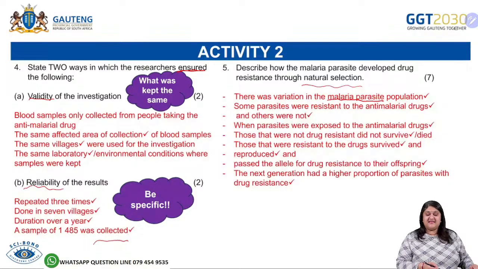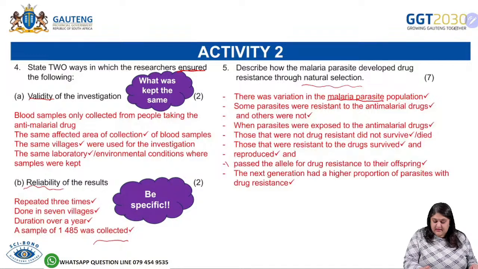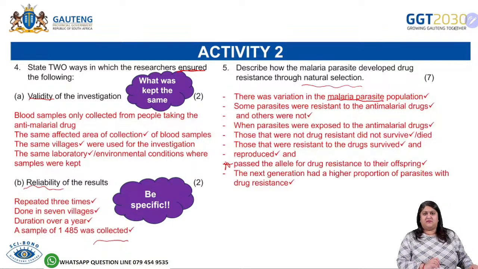Those that were resistant to the drug survived and they reproduced. And they passed the allele for drug resistance to their offspring. Very important sentence, this one. Don't forget it. Okay, don't leave it out when you're doing your natural selection. And this will result in the next generation having a higher proportion of parasites with drug resistance.